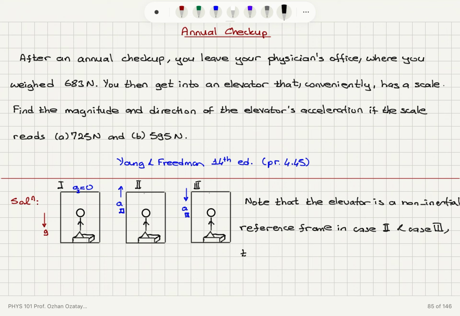So therefore, as with any other non-inertial reference frame, in an accelerating elevator, if you're trying to read a scale inside the elevator, so that's an observer in the non-inertial reference frame, a fictitious force, or we also call it ghost force, will appear on the person.